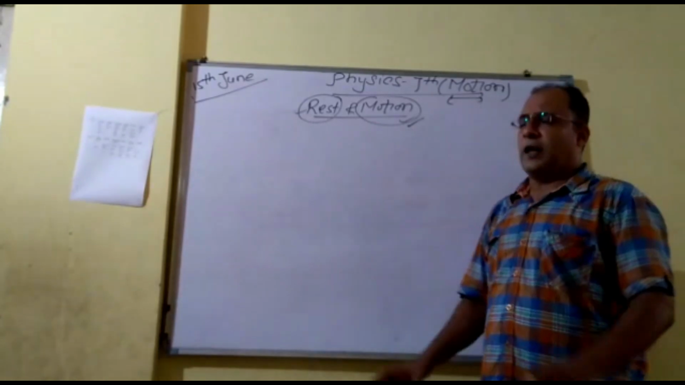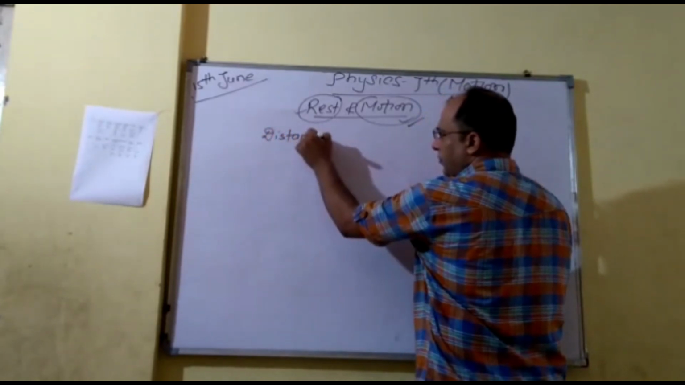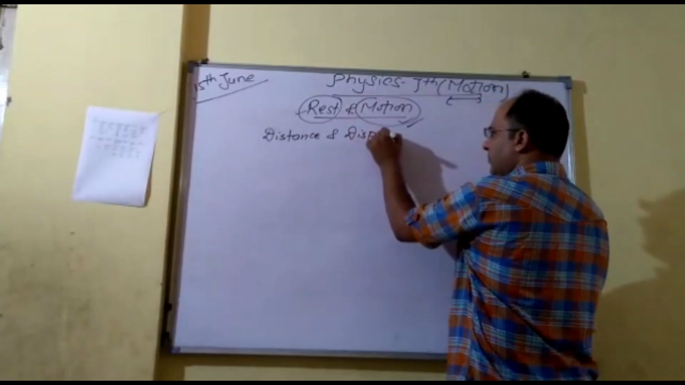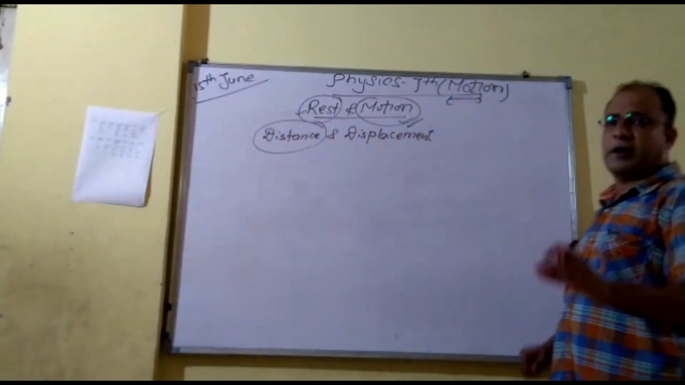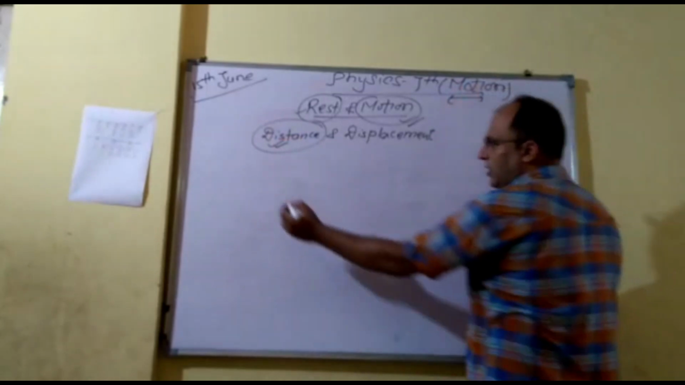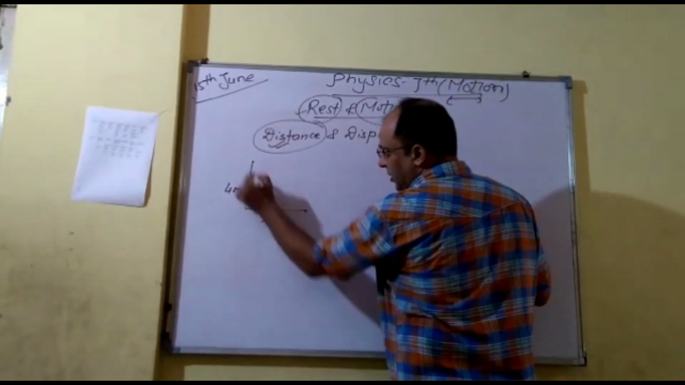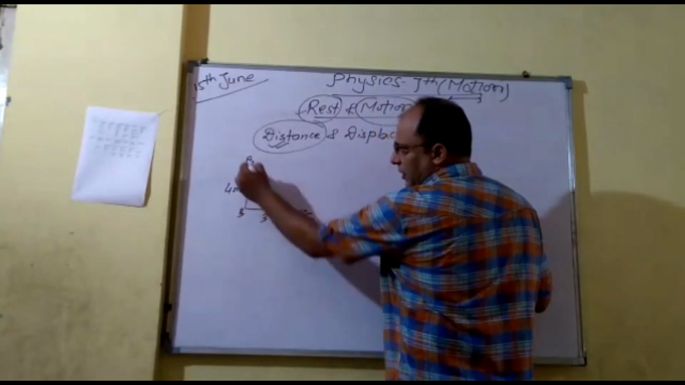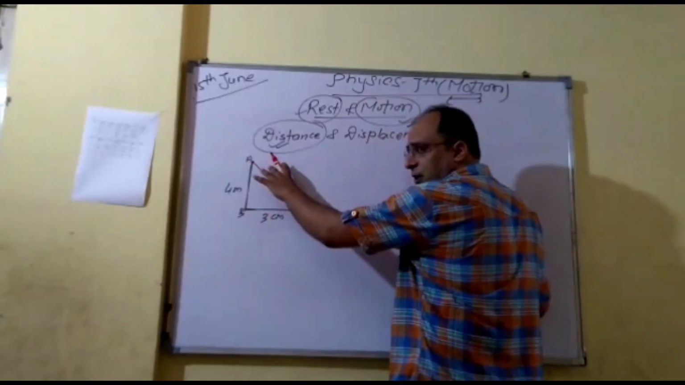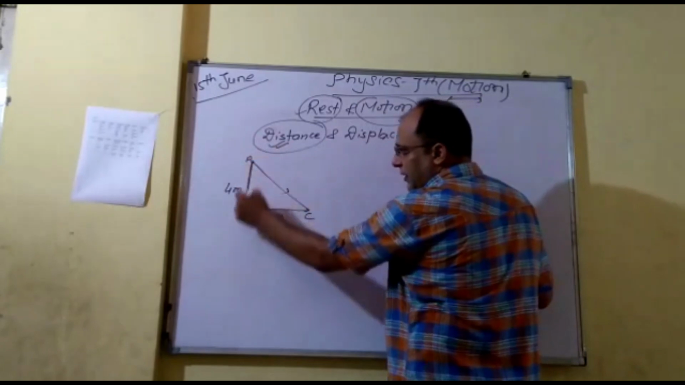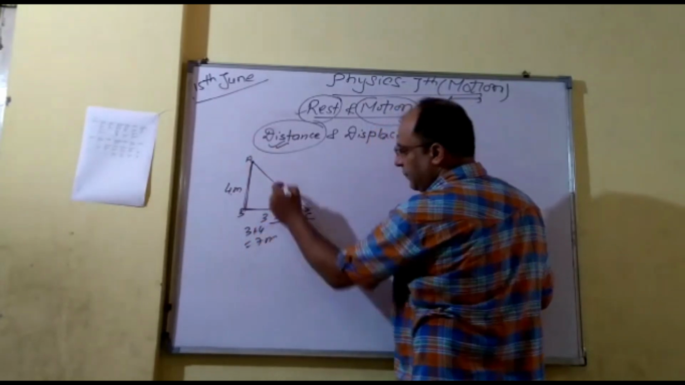Right? So in motion, again, there are two things. One is distance. Another is displacement. Distance means the actual path which you are traveling. Actual path means what? Suppose you are here, and you have to reach here. Suppose this is 4 meter and this is 3 meter. So A, B, C, right? You first move to B and then you move to C. So how much distance do you travel? 3 plus 4, that is 7 meter.